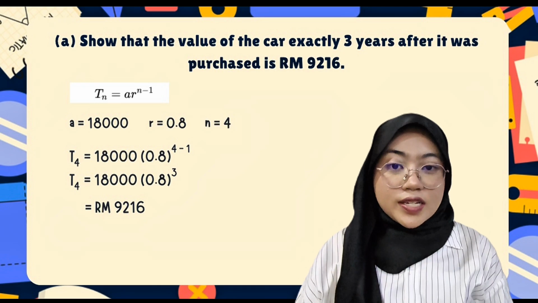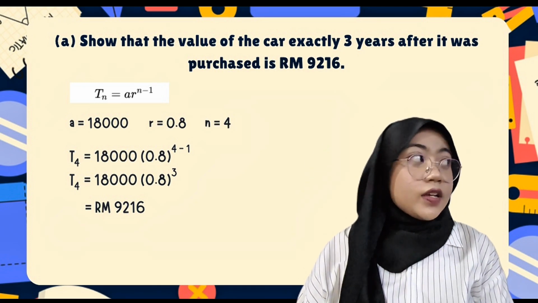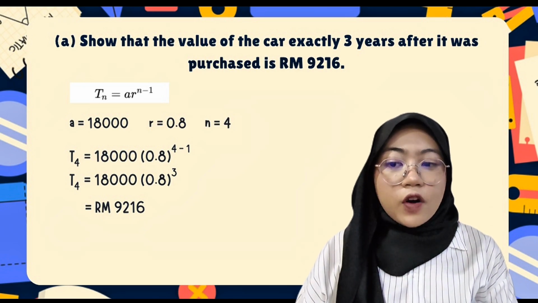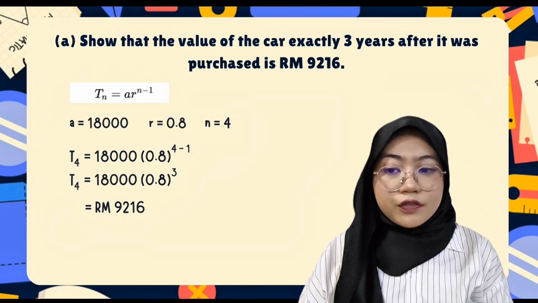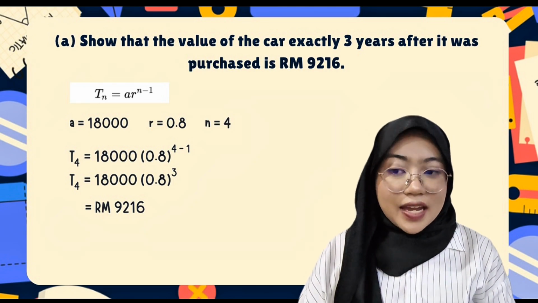So based on this question, it wants us to prove that our answer will match with the answer given in the question. For this question, we are going to use the formula Tn, to find the nth term. So Tn equals A R to the power of n minus 1.